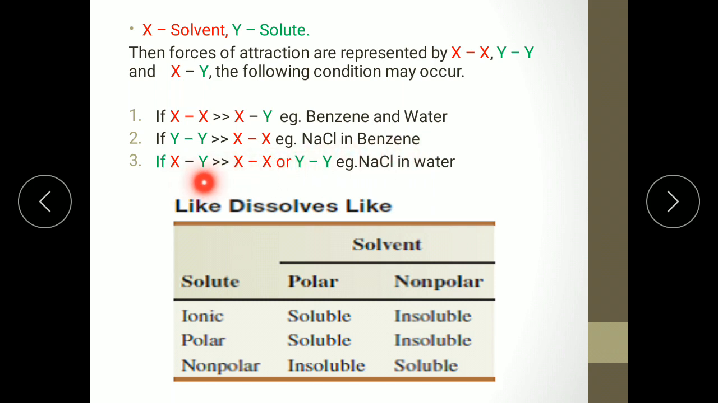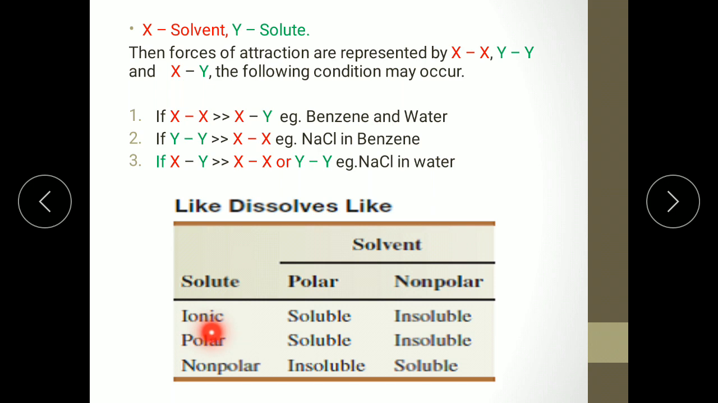In the third case, what happens? The intermolecular bonding between solute and solvent is greater than that of solvent itself and solute itself. Example: sodium chloride in water. The bonding between solvent and solute is greater than that of solute and solvent themselves. That's why sodium chloride will dissolve in water. Now here one chart is there, like dissolves like.